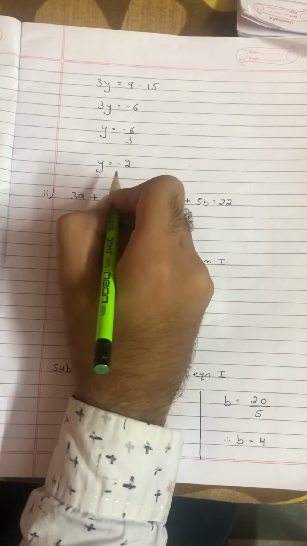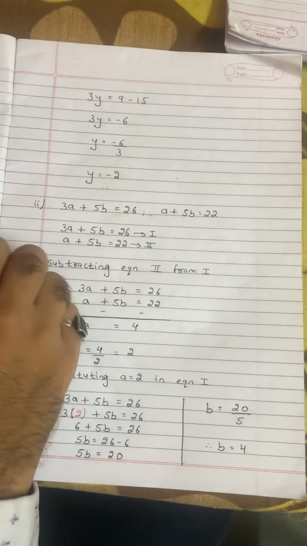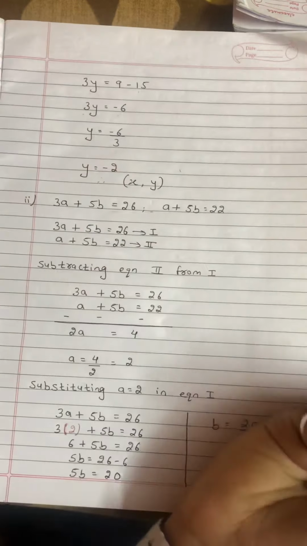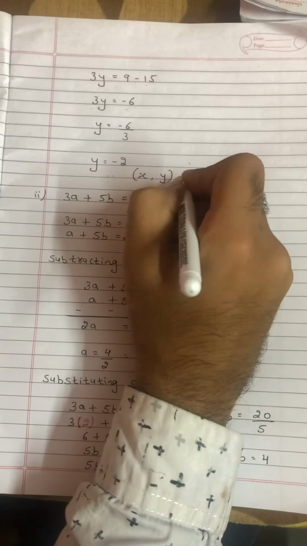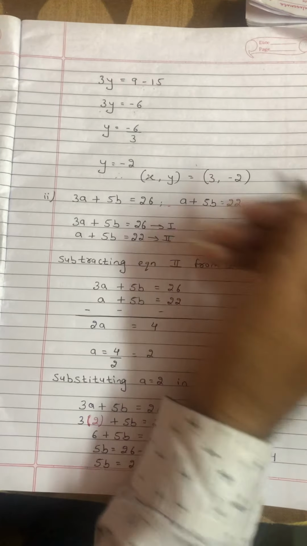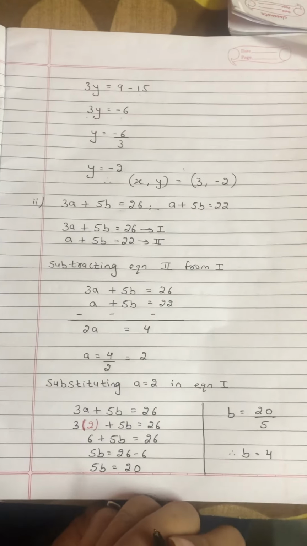So the final solution of the problem is we get the values of variables x and y. x comma y is equal to x equals 3 and y equals minus 2. That's how we have completed sum number first.